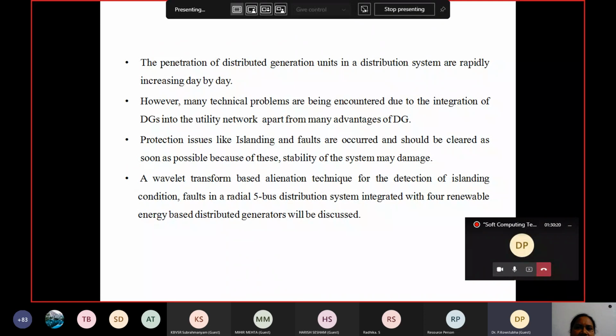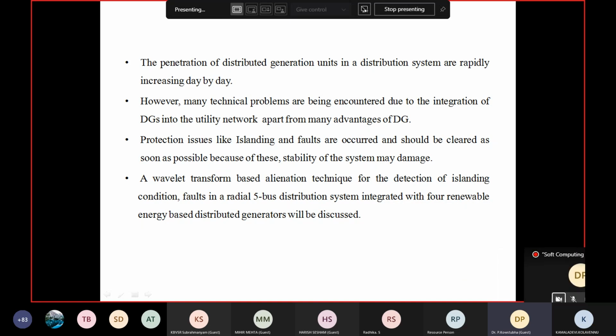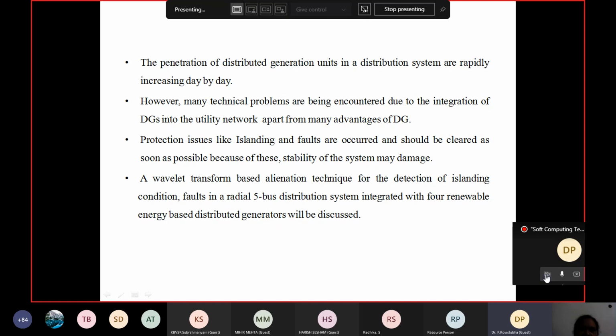Penetration of distributed generation units in a distribution system is rapidly increasing day by day because of the enormous advantages of DG. It is eco-friendly and reduces greenhouse effects, improves stability of the system, improves the reliability of the system, as well as reduces power quality issues. So many advantages of distributed generation. That's why day by day we are rapidly increasing the utilization of DG.